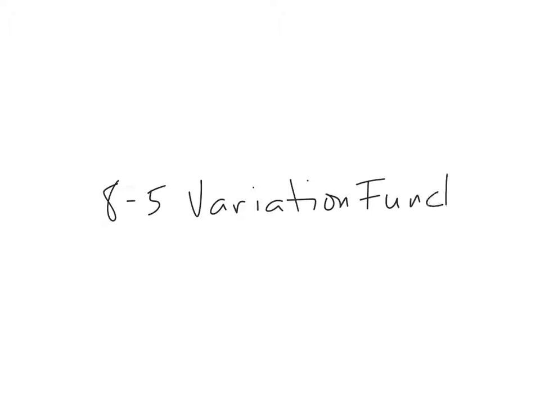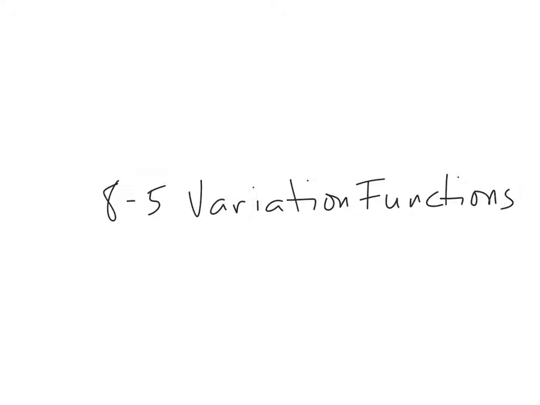This is chapter 8, section 5. Chapter 8, section 5. All right. So 8, 5. This is the variation functions. Now, there's a handful of these. The hardest part about these is knowing which formula to use and where things go. The math in this is not hard, right?